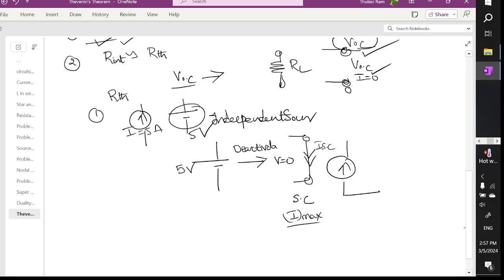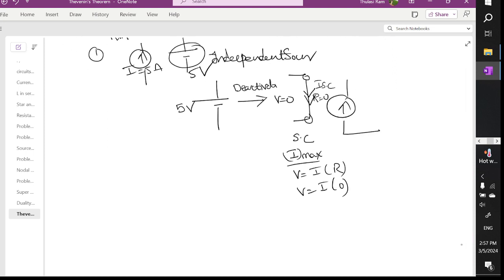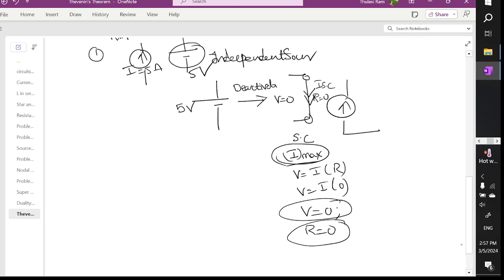And here when you deactivate it, automatically V is equal to I into R. Whenever you short circuit, the resistance offered is R equal to 0. So I into R is 0, and automatically V equals 0. You have to remember these three cases for a short circuit: maximum current flows, the resistance is low, R equal to 0, and automatically the voltage is 0. This is how we make a 5 volt source a 0 volt source. This is the concept of deactivating a voltage source.